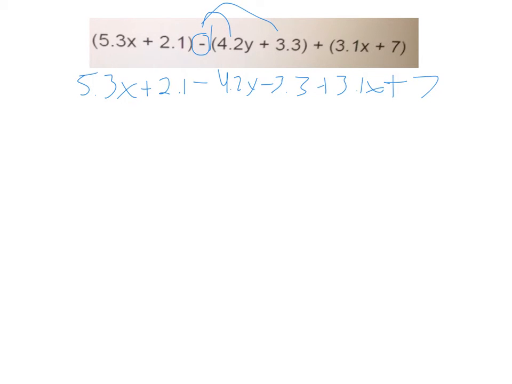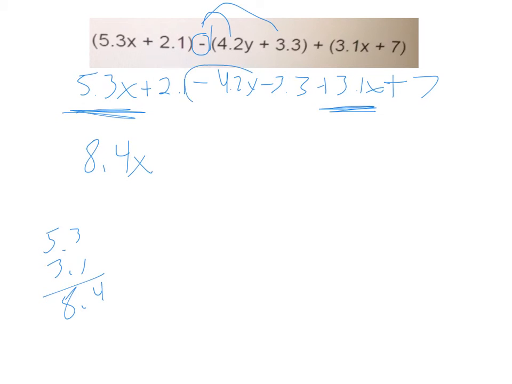So then from there, your like terms, you have 5.3x and you have a 3.1x. 5.3 plus 3.1 is going to give you 8.4x. Then I'm looking here, my y is just this one, so it's minus 4.2y. And then I have this 2.1, a positive 2.1, a negative 3.3, so you're going to have different signs, subtract there.